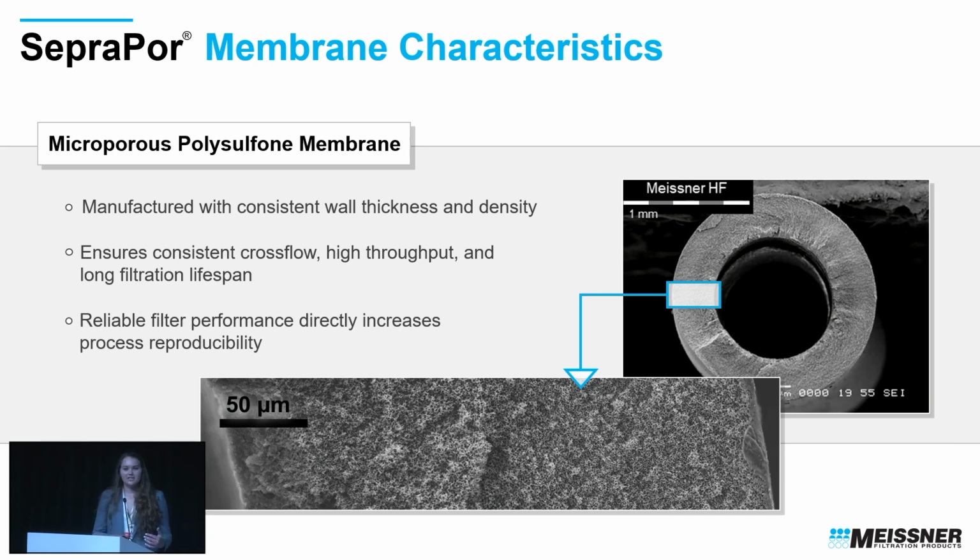On the other hand, having consistent filters and being proactive with minimizing areas of variability directly increases the consistency of your process. This is why SepraPor hollow fiber membranes are engineered for enhanced process consistency, and that starts with our membrane morphology.